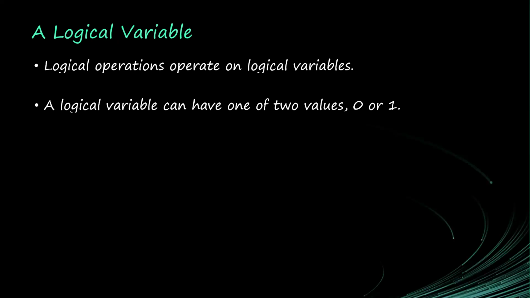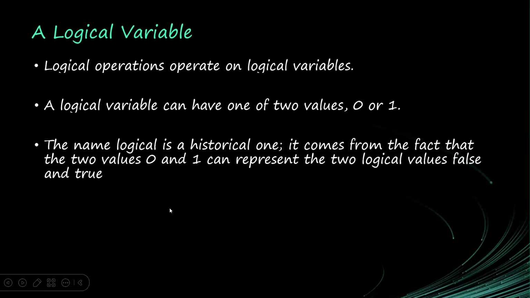All right. So the name logical is actually a historical one. It comes from the fact that two values, zero or one, can represent two logical values, true or false. So when we look at it from the angle of being true or false, zero can represent false, while one can represent true, then we are talking of logical variables. But when we are talking of the binary values zero and one, we are looking at bitwise variables.